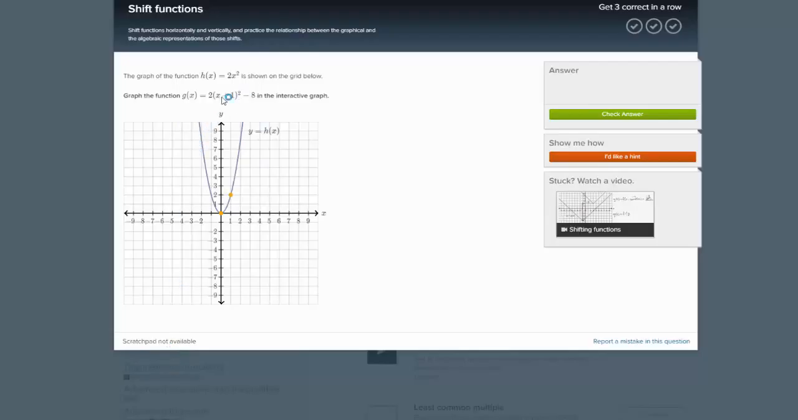So this thing got shifted, and it wants to be shifted left 1, because remember it's inside the grouping symbol, so it's opposite, down 8. So for each point, I'm going to have to go left 1, so I'll go left 1 here, down 8. So down 8 to here. 1, 2, 3, 4, 5, 6, 7, 8. So this parabola moved left 1, down 8.